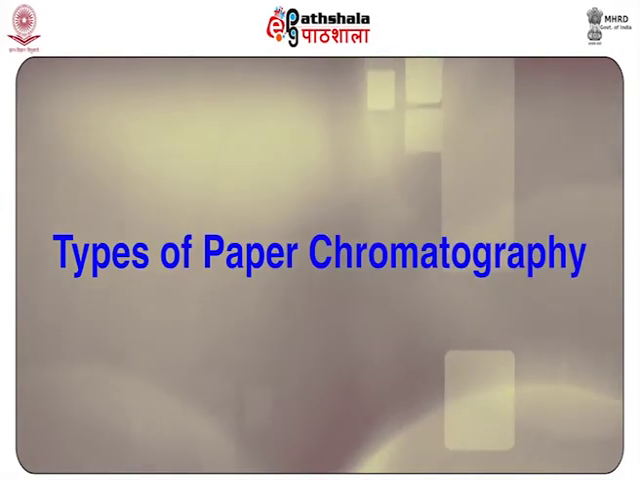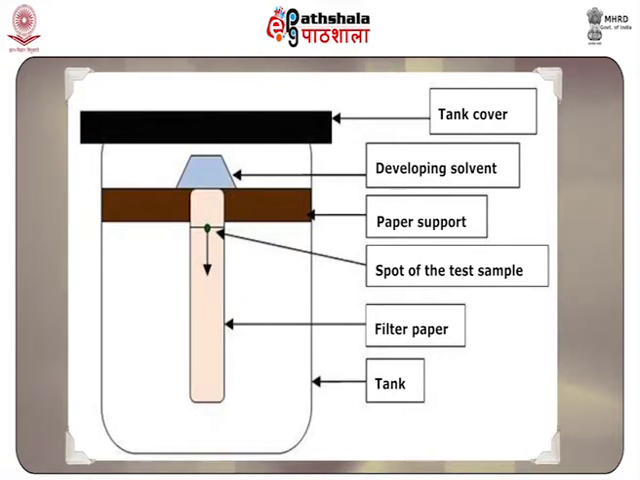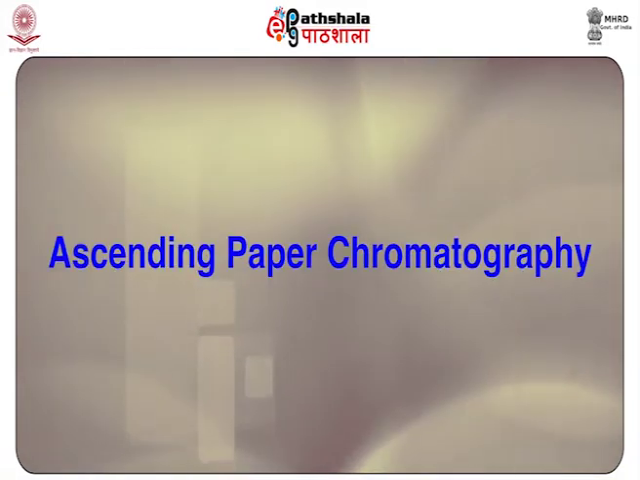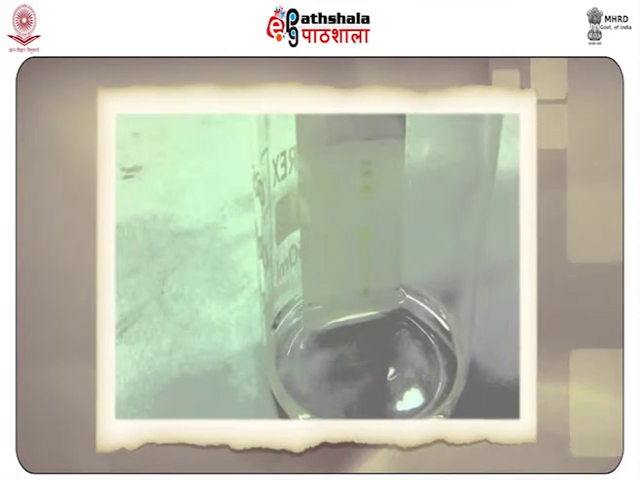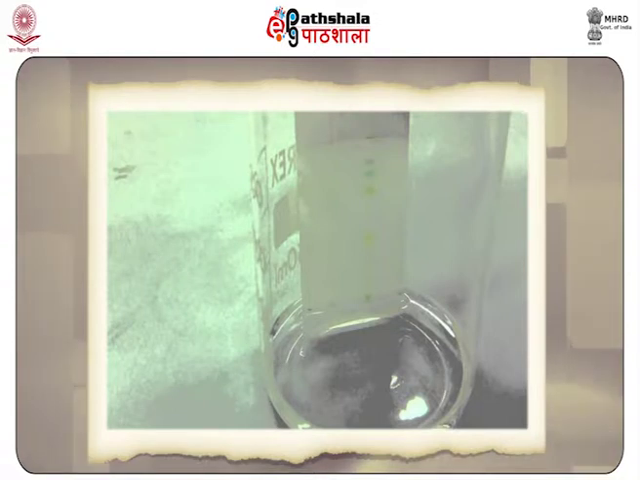Now moving on to the various types of paper chromatography. First is descending paper chromatography. In this type, the upper part of the paper contains the mobile phase and the development of the chromatogram is done by the downward migration of the solvent. Next is ascending paper chromatography. In this type, the lower part of the paper contains the mobile phase and the development of the chromatogram is done by the upward migration of the solvent.